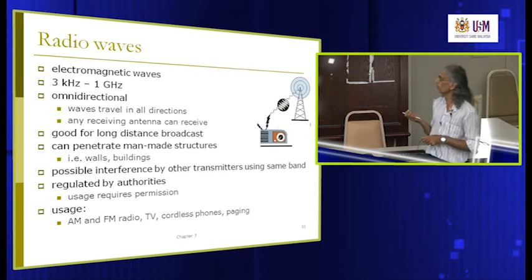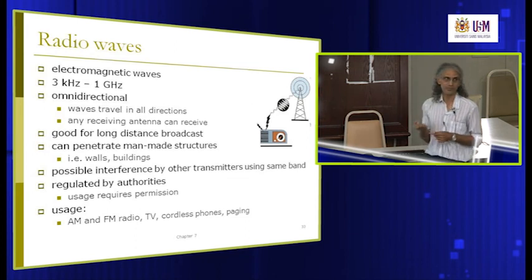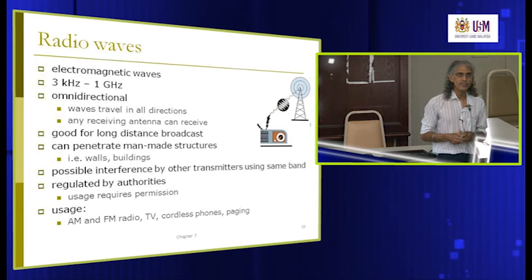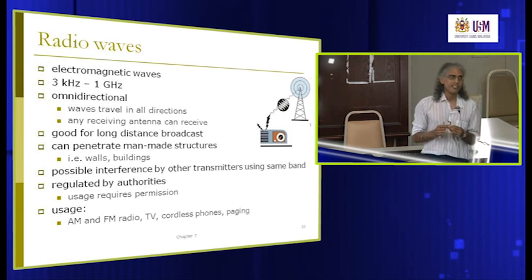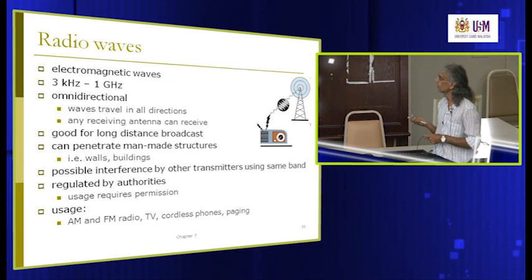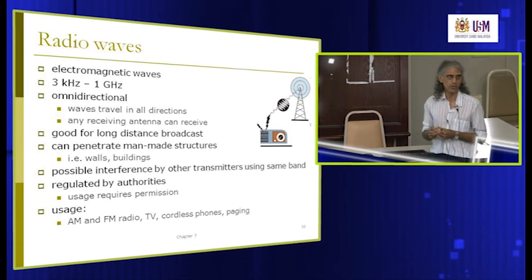So it's normally good for long distance broadcasting, for example radio transmission or even TV transmission. You have a TV here, you can receive the TV signals from all over. And they normally can go around man-made structures, walls, buildings, no problem. Like inside this room, you can also get radio waves, TV signals, radio signals, you can still get.